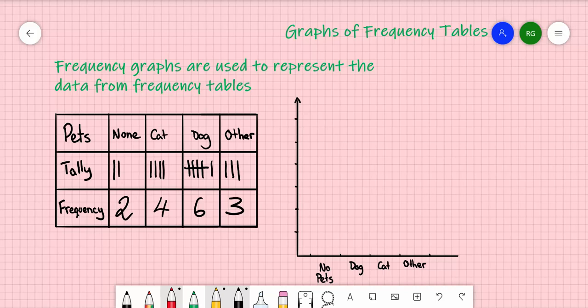It too can be a pie chart if we wanted to put it that way, but here we're going to focus on a frequency graph, and let's put one together.